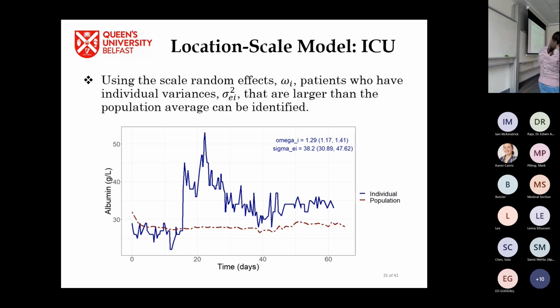So for example, for this individual, their scale random effect, or omega i, was estimated as 1.29, so that's a good bit above the population average. They're having more variability than what we've seen typically in the population. And we can see that based on this plot. The blue line is their observed values, and the population line is the red dashed line. So this individual definitely has a lot more variability in their albumin levels compared to what we typically see across the population. So that's just being able to identify that. And again, it could be the case that for this individual, intervention is needed to try to stabilize things a good bit more.